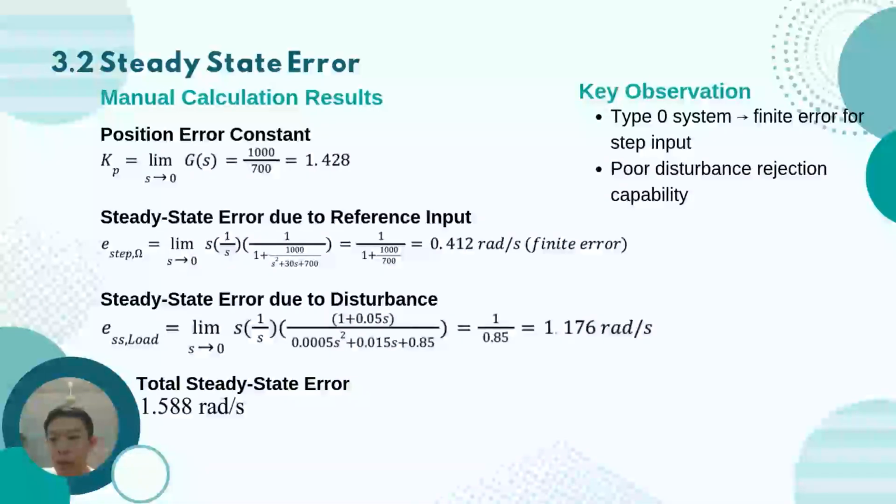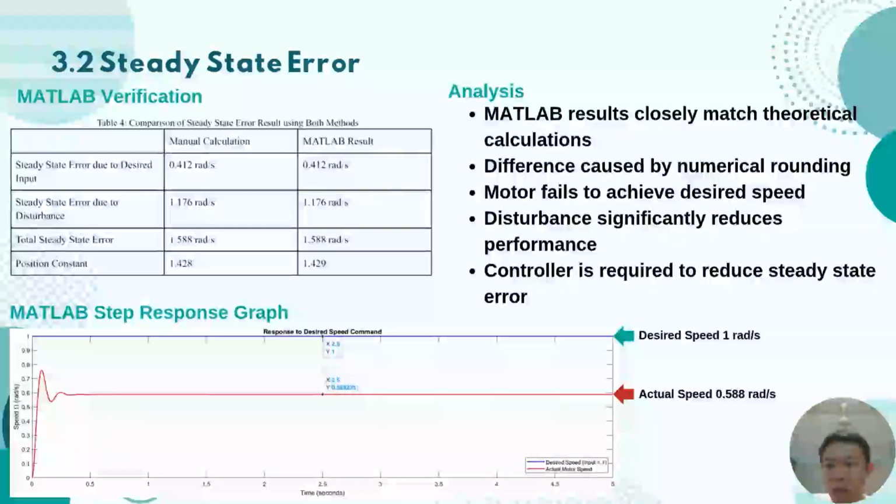Using the final value theorem, the position error constant was found to be 1.428. The steady-state error consists of contributions from both the reference input and the disturbance input, resulting in a total error of 1.588 radian per second. The MATLAB simulation closely matches the theoretical calculations, validating the derived equations. The motor only reaches approximately 0.588 radian per second instead of the desired 1 radian per second. This confirms that the uncompensated Type 0 system has insufficient tracking performance and requires controller design for accurate speed tracking.